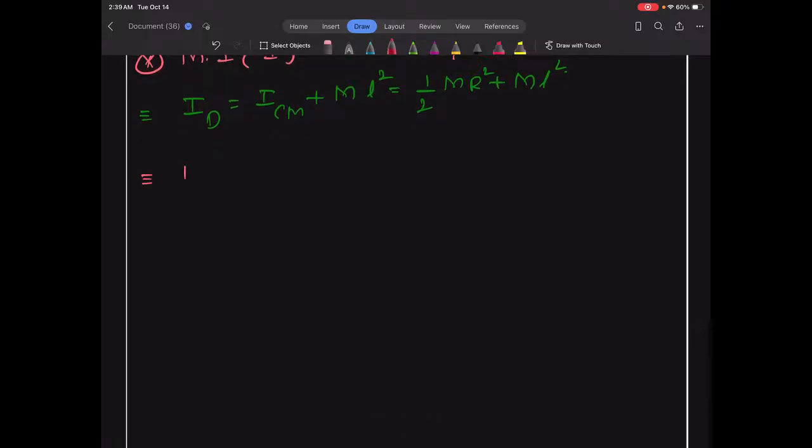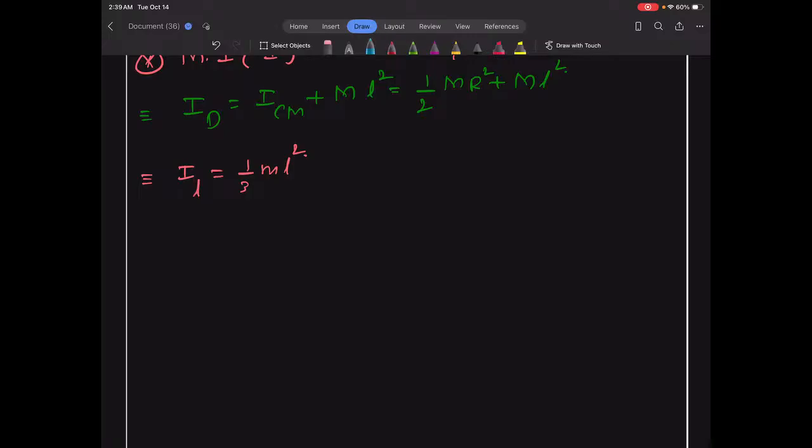And now we come to our rod. The moment of inertia of the rod, which is pivoted at one end, we just found out is equal to 1 by 3 m L square. We can just remember the formula also, or we can just derive it.